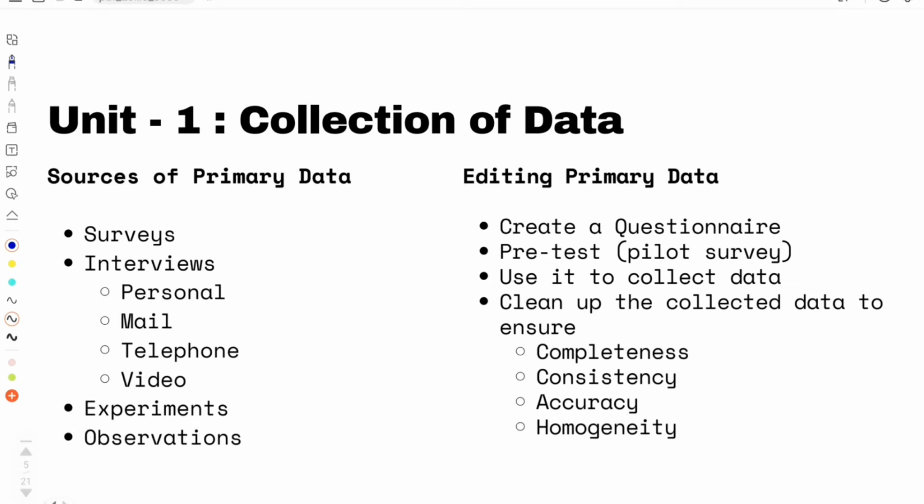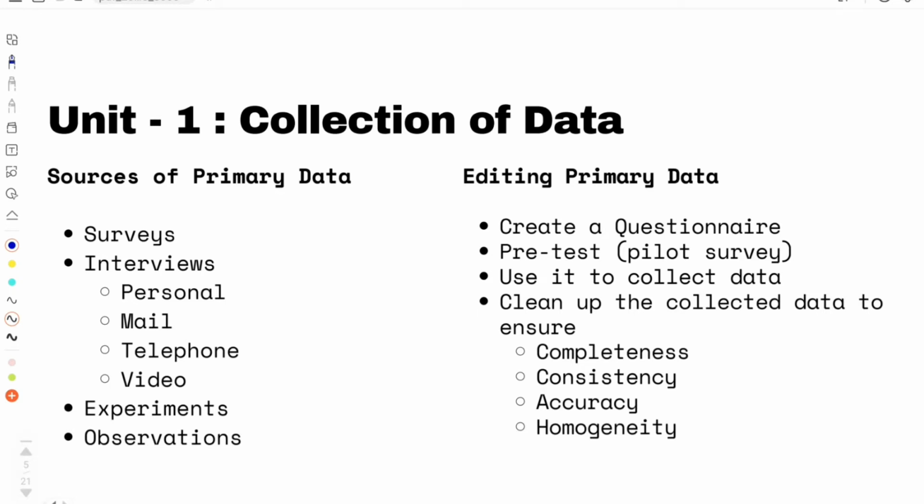Now, once we have primary data, how do we edit it? First step is definitely to collect data. We need to have a questionnaire. Whether it be for an experiment or observation, we need to have some basis or questions based on which we will be noting down our observations or responses, right? So the first thing is to create that questionnaire.